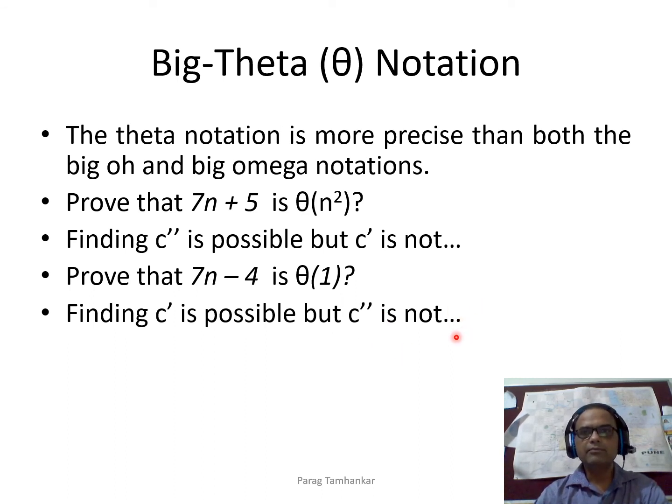So the problem is big O notation is placing an upper bound, but it doesn't tell you how good the bound is, right? Big omega notation places a lower bound, but it doesn't tell you how good the bound is. Here big theta notation places both the bounds, right? So you cannot prove something which is wrong. We will never say that 7n plus 5 is order of n square, and big theta notation never allows you to do it mathematically as well. Similarly, 7n minus 4 can never be order of 1, and big theta notation will not allow you to prove that as well. So considering other two notations, big O and big omega, big theta notation is more accurate.